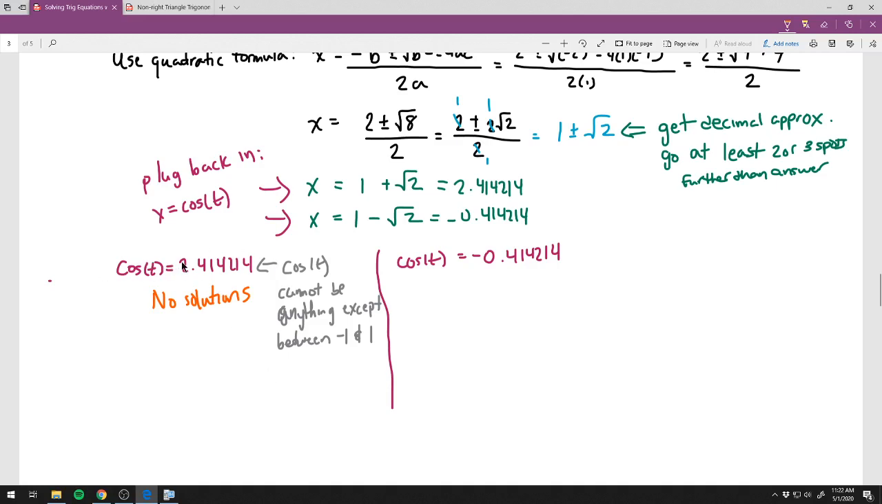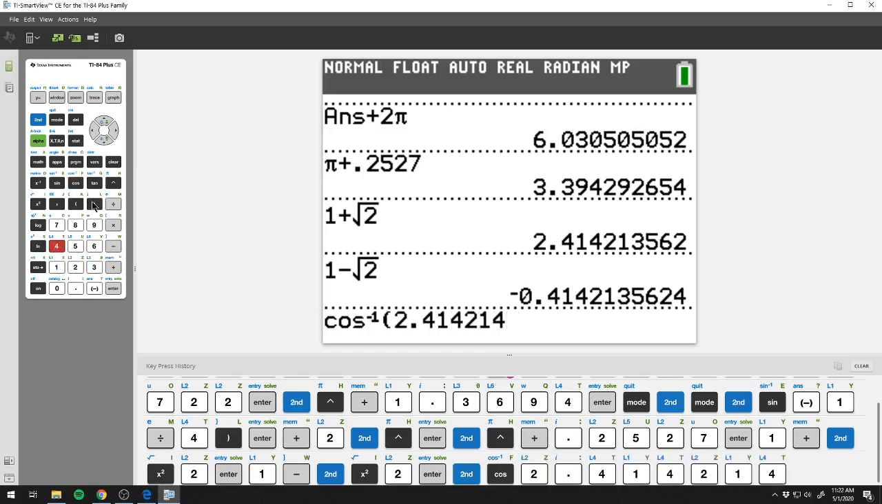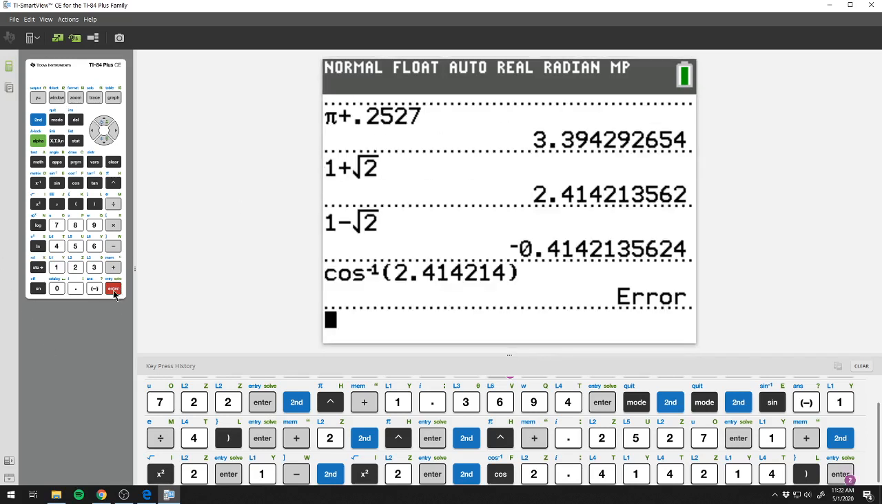But the way we would solve this, if we didn't remember that or just didn't realize it, we would do cosine inverse of each side. If you try to do cosine inverse of 2.414214, you will get an error. You're going to get an error because it cannot be that big. Your calculator's not broken. It's just supposed to happen.